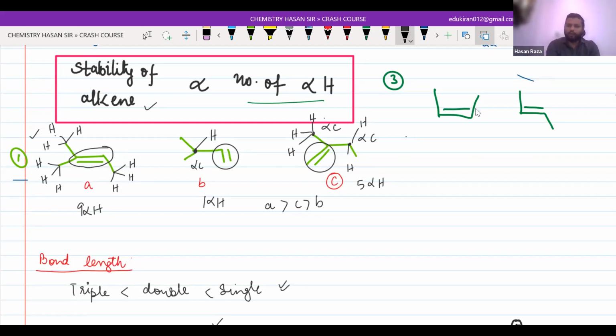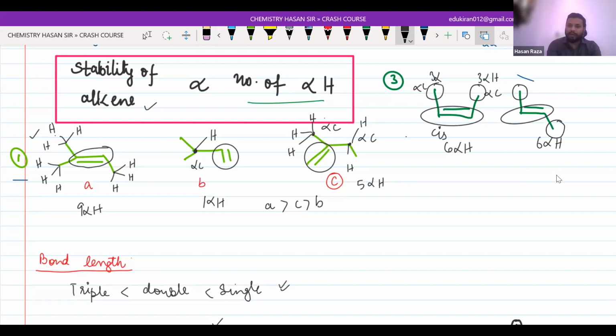What about this? If you check, this is your alkene, this is alpha carbon, alpha carbon. It has 3 alpha hydrogen, it has also 3 alpha hydrogen, total 6 alpha hydrogen. And here, sorry, 1 alpha carbon, which will have 3 alpha hydrogen, and 3 alpha hydrogen, total 6 alpha hydrogen. Both have the same alpha hydrogen, but this is your cis. Same side bulky group, there will be repulsion, and this is trans, which means they are in opposite directions and there will be no repulsion. So trans will be more stable than cis.